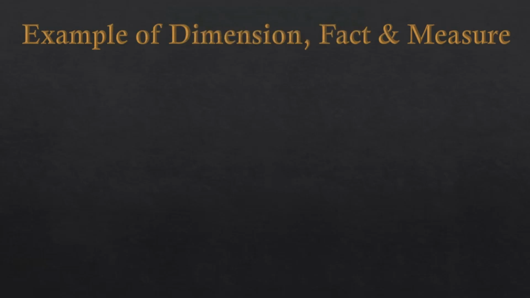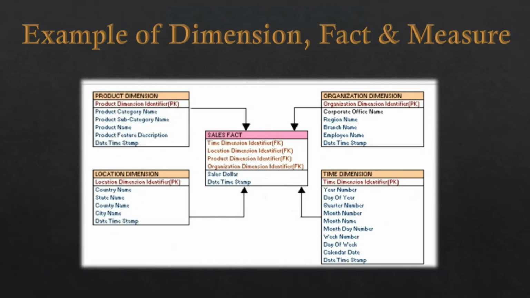One more important component is the examples of dimension, fact and measure. Here is an example of one of the schemas, and in this I would like to emphasize that this is a sales table and we are considering it as a fact table, and it is surrounded by dimension tables called product, organization, time and location. Friends, please try to understand what is there inside a dimension table. First, we will have a primary key. In this, we are saying that a dimension table is having a primary key called product dimension identifier, in the bracket PK. PK stands for primary key.